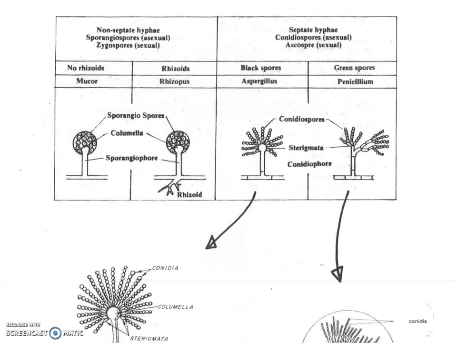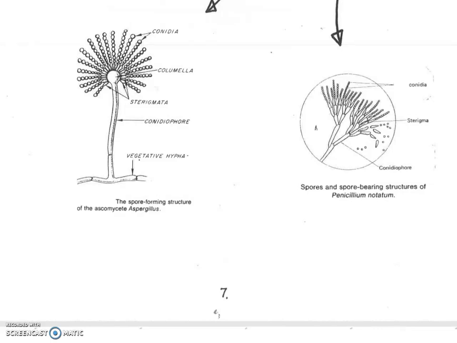Here's some more information. That would be fungus with aseptate hyphae, so the sporangiospores and the zygospores that you can see over here in this panel right here. And then the septate hyphae, here would be conidiospores and the ascospores for sexual reproduction. Again, there's some sketches that you can use for your own drawings. Here, the spore-forming structure of the ascomycete Aspergillus. Here you have the conidia. These are open spores, not enclosed in some sort of a structure like a sporangium. And then this conidiophore is the stalk portion right here.